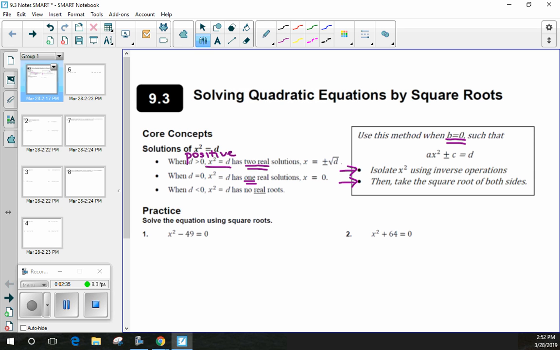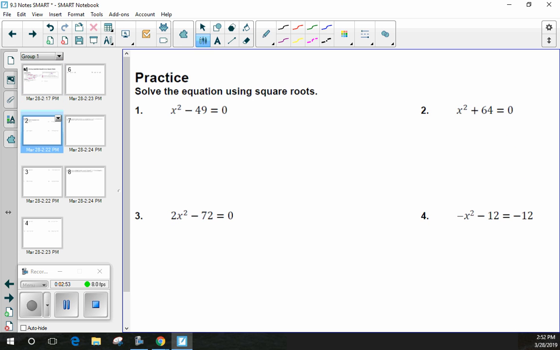And then probably the biggest one is if, when you isolate x squared, the number on the other side is negative, you cannot take the square root of a negative number. So that has no real solutions or real roots. Okay? So let's practice a few of those.